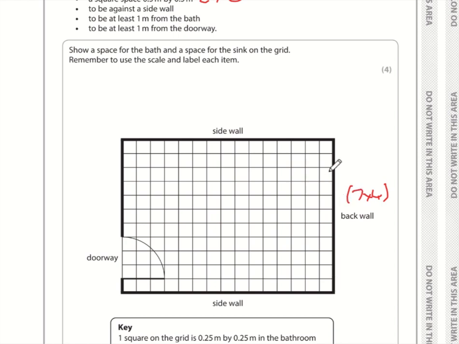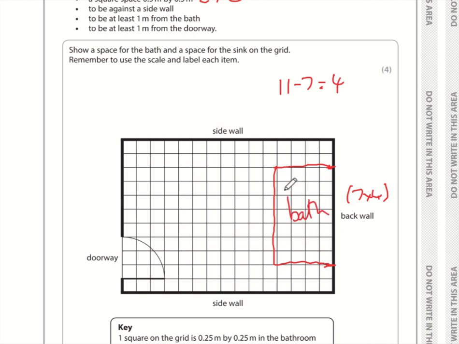However, if I put my 7 along this side, then I can make sure there's an equal gap in between. So if there's 11 squares, if I take away the 7, then I've got 4. So if I divide that by 2, I've got a gap of 2 either side. There we go. So 1, 2, 3, 4, 5, 6, 7. So there's my bath, 7 by 1, 2, 3, 4. Okay, so here is my bath.